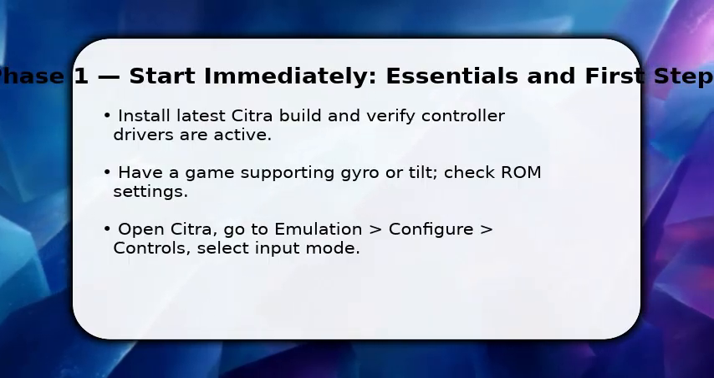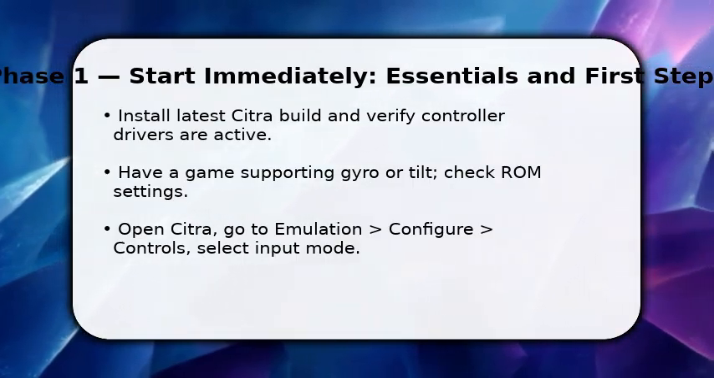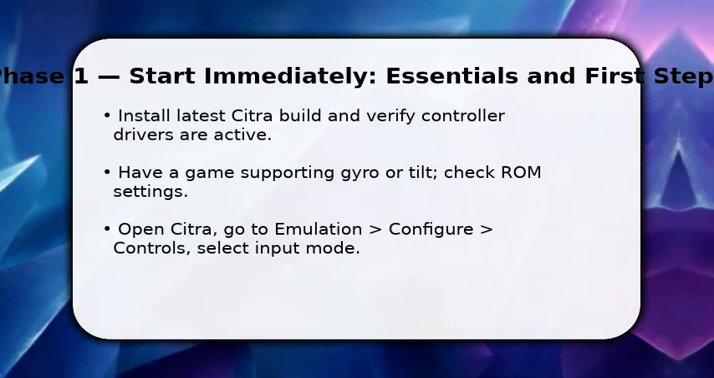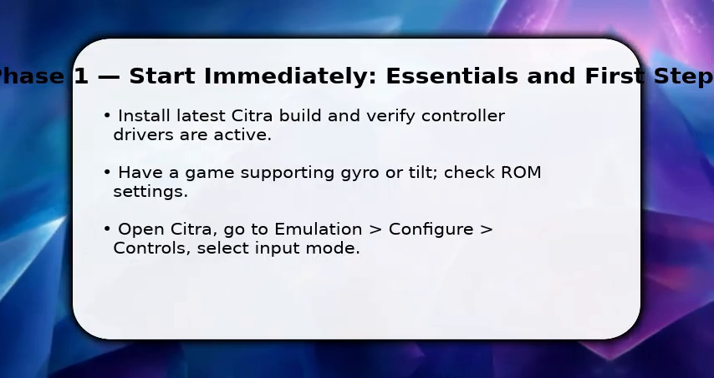You start by enabling the hardware path. Install the latest Citra and confirm your controller or phone app is recognized. Once done, pick a game that uses gyro or tilt. That matters because not all titles map motion.